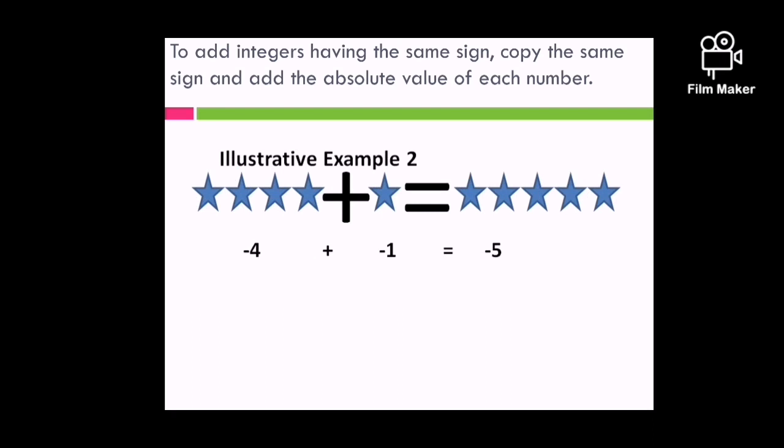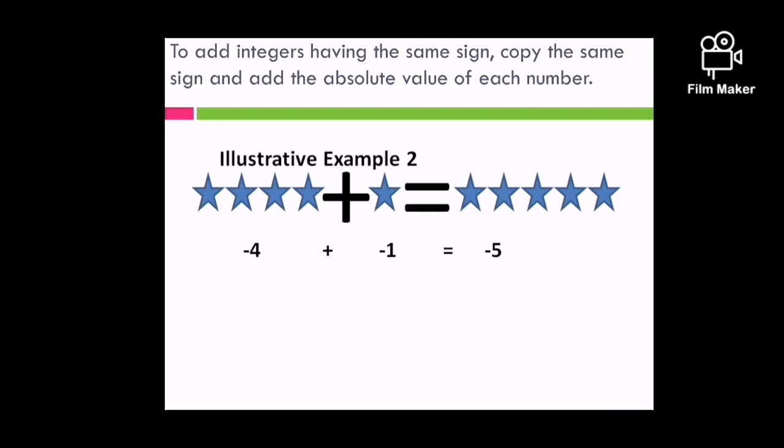Next example, negative 4 plus negative 1. So sabi sa rules, kopyahin ang magkaparehong sign, that is negative, and add the absolute value of each number. So the absolute value of 4 is 4, the absolute value of 1 is 1. So that answer is negative 5.